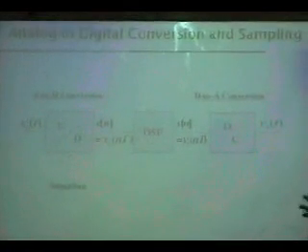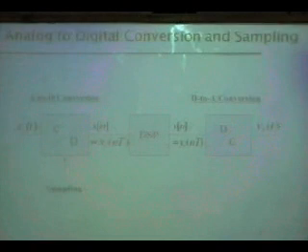Sampling of a continuous time signal. This is the topic for today's lecture. This is chapter number 5 in the Oppenheim and Schafer book.